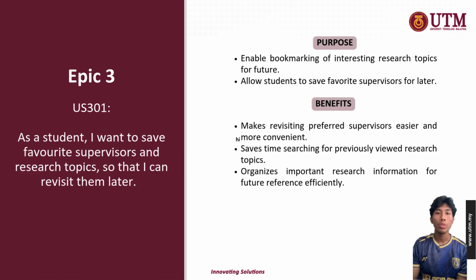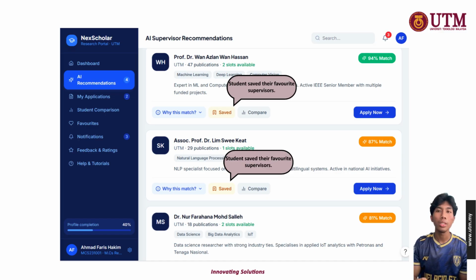So starting with user story 301, this screen shows how students can easily bookmark and save their favorite supervisor profile. We also included a section for trending research topics so that students can see what is popular and plan their research direction better. Now as you can see here, the students can click a button to save a supervisor from the AI recommendation list. The button will change to saved so that they can find them easily later.